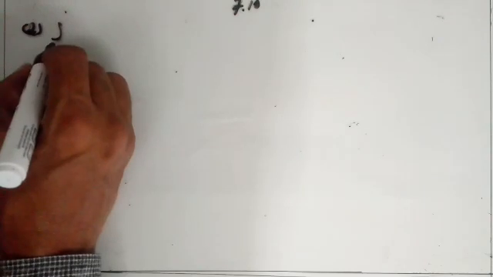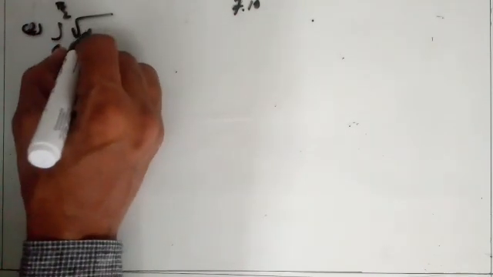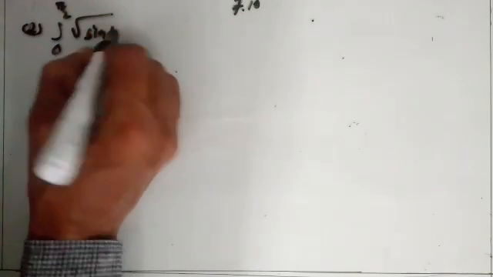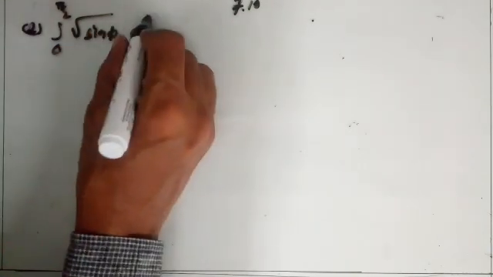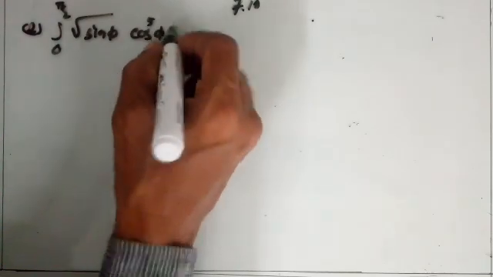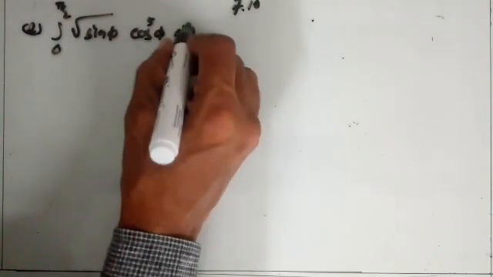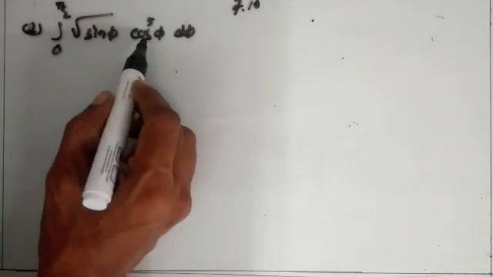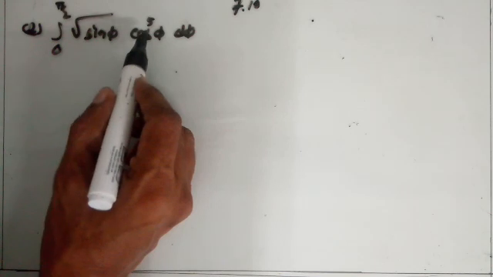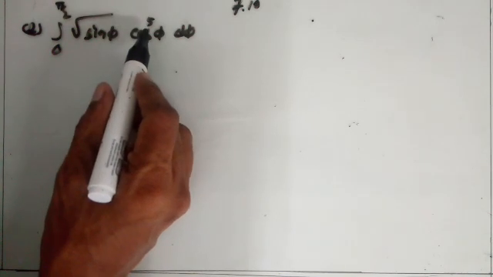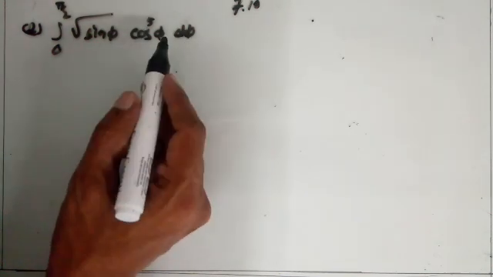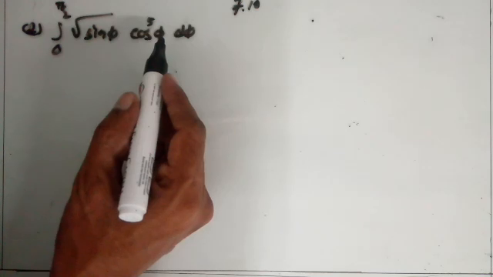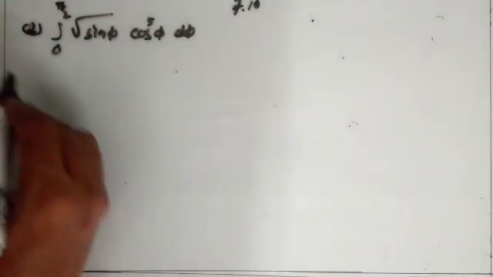Find the definite integral from 0 to pi by 2 of root of sin phi cos phi raised to 5 d phi. Here root of sin phi is given, and here cos phi raised to 5 is given. So we separate one cos phi outside, and the cos raised to 4 phi we change into sin form.